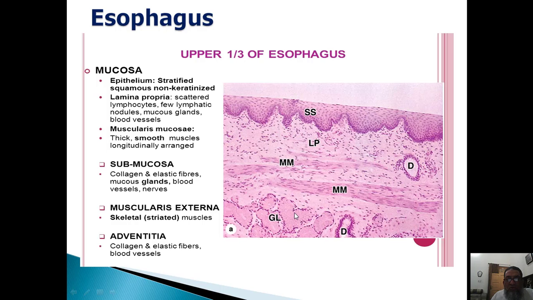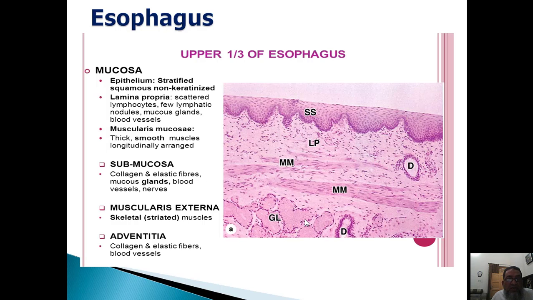Then we come to the submucosa. Now the submucosa contains collagen fibers, elastic fibers, and mucus glands, quite visible. So these are the numerous mucus glands present in the submucosa. In the lamina propria there is no gland, but in the submucosa you see the esophageal glands, which are meant for lubrication of the luminal side, to facilitate the propulsion of the incoming bolus of food particles toward the stomach.